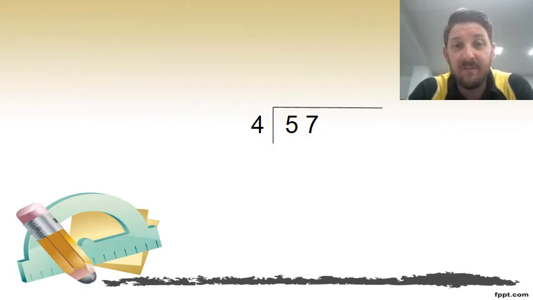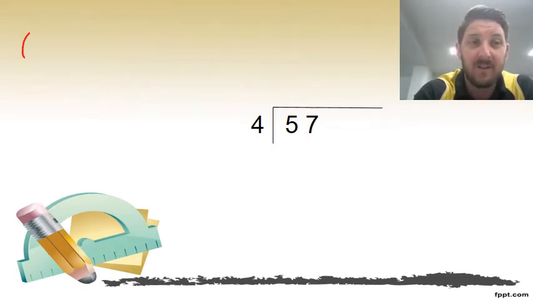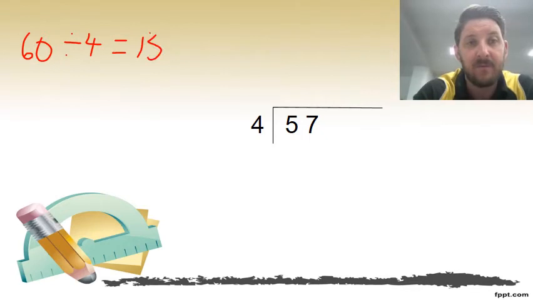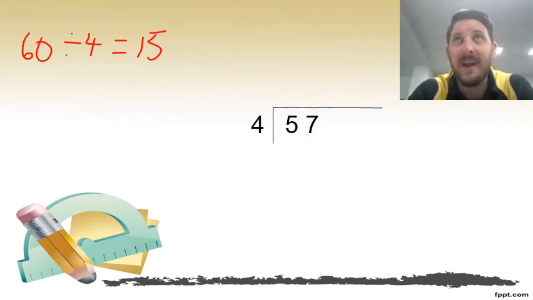So I'm going to look at this one and say 57 divided by 4. Well, I know 57 is very close to 60 divided by 4. And I know that 60 divided by 4 is 15. So before I start, I know my answer needs to be probably somewhere around about that 15 mark.